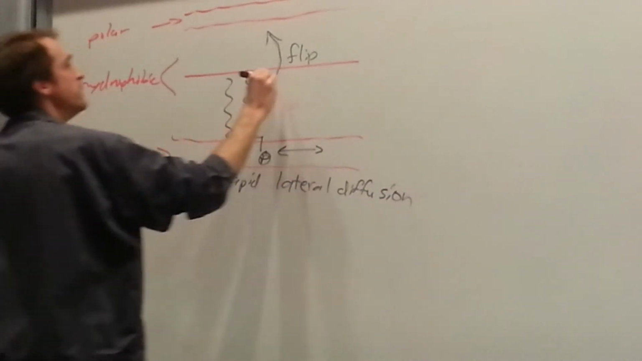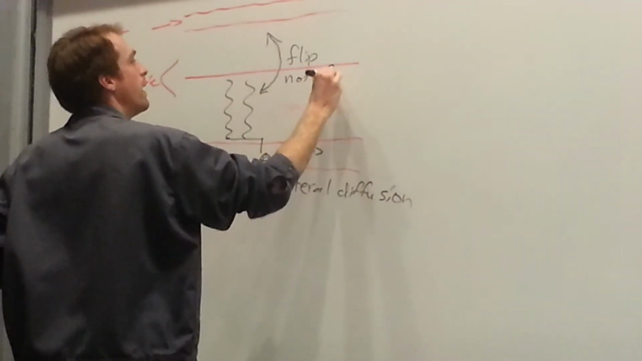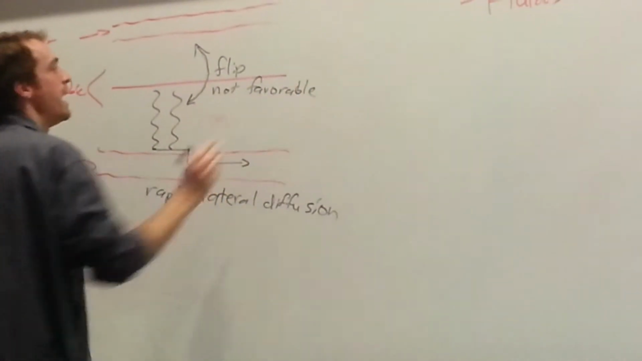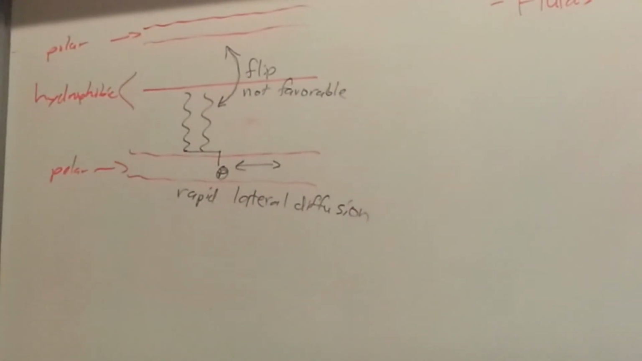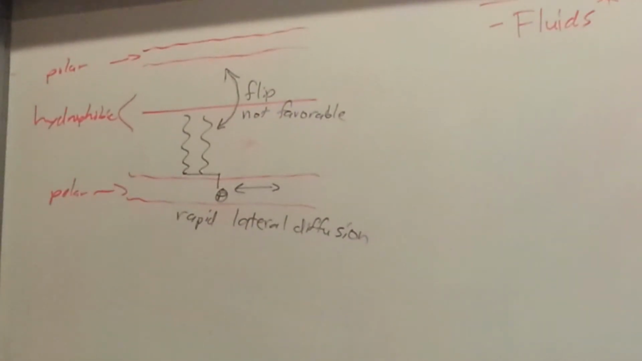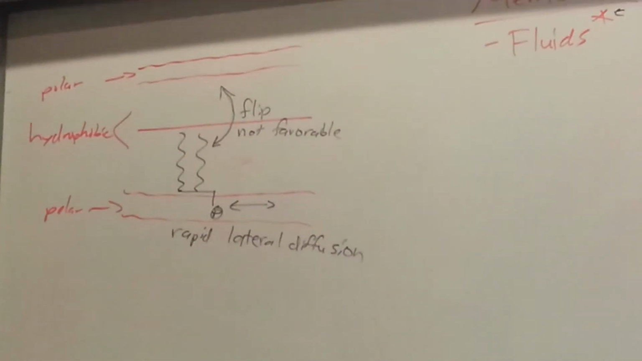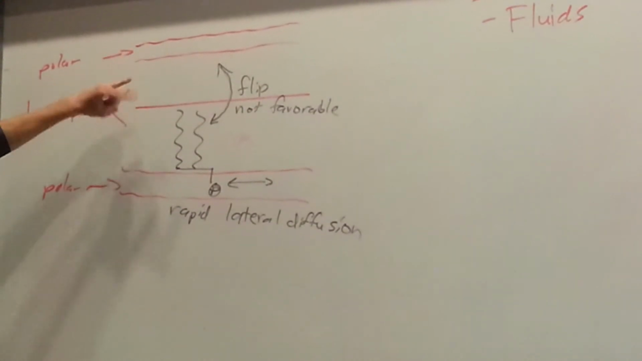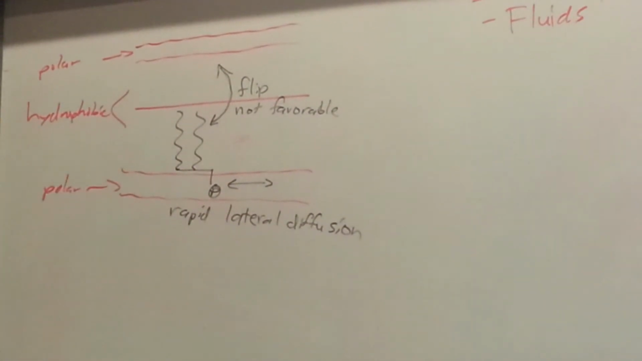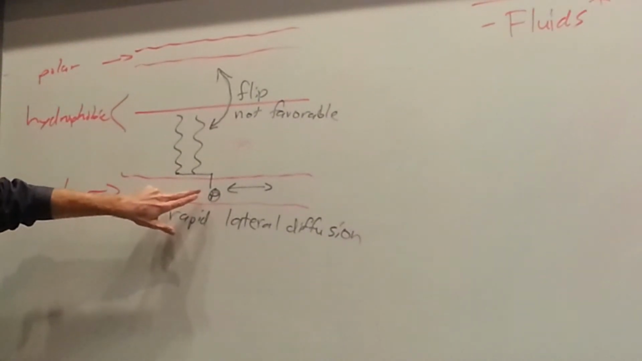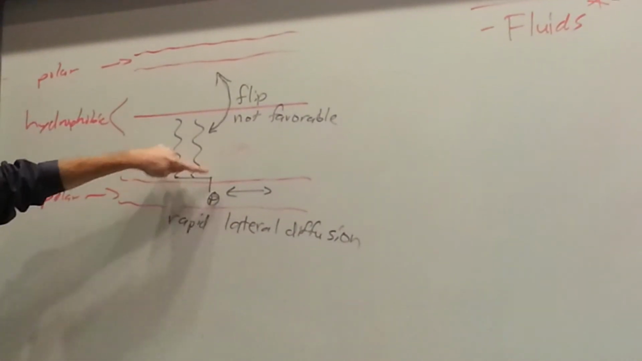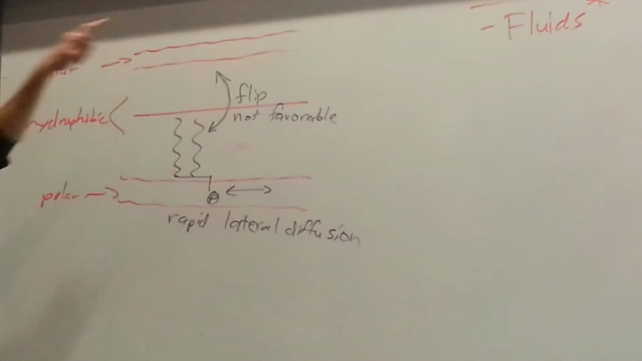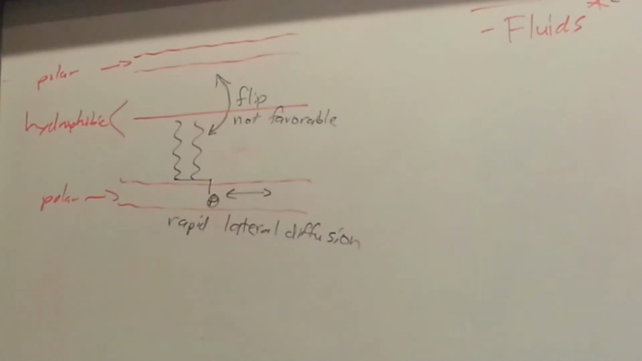This is not favorable. On Monday we'll talk about just how not favorable it is. We'll put some numbers to that idea of not favorable. For now, just trust me, this doesn't happen, or happens very, very slowly. Rare event, but diffusing laterally happens just fine. We can summarize why that is because of this polar head group. If we want to move and flip this, that polar head group has to be dragged through this hydrophobic layer. That's not a favorable reaction.